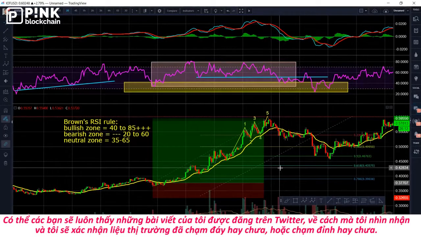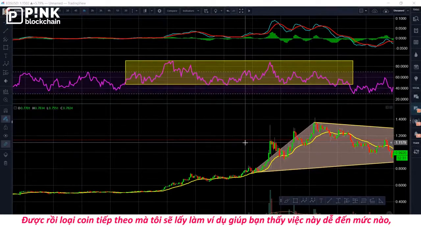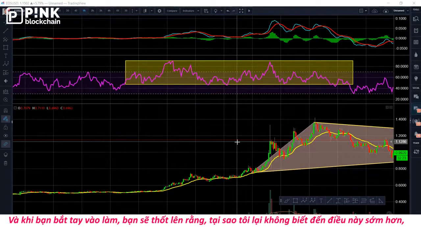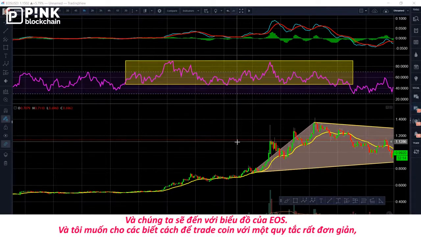Now you guys see my train of thoughts all the time in my Twitter with how I think, right? And I confirm all the time if it is the bottom, and I confirm all the time if it's the top. Okay, guys, the next coin we're going to take a look at, and this is going to blow your mind, how simple this is, okay? And when you guys see this put into action, you're going to think to yourself, holy bejeebus, how have I not seen this before? And I made a killer off of EOS, okay, guys? And I want to show you guys how I did it with a very simple rule, okay?